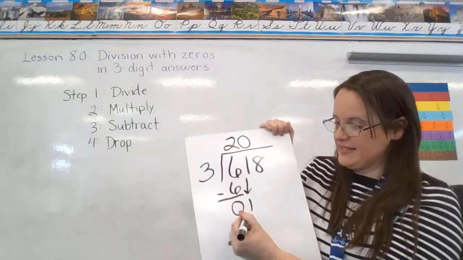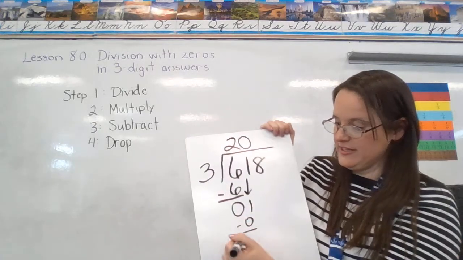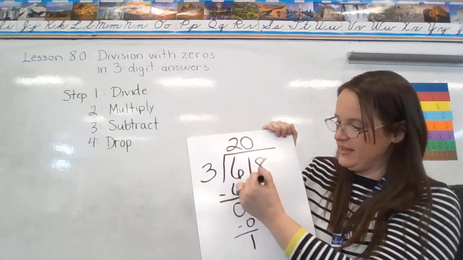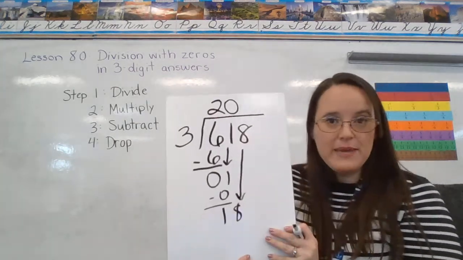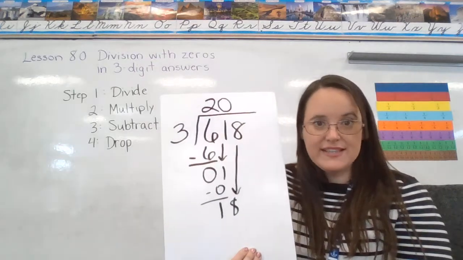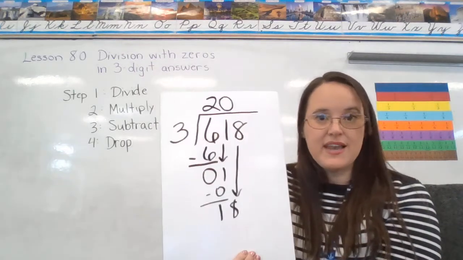So at this point, if it makes more sense for you to go through the steps, and now you're going to multiply, 0 times 3 is 0, you're going to subtract, you get 1, and then we bring down our 8. If that makes sense to you, and that's the way you want to do it, there is nothing wrong with that.